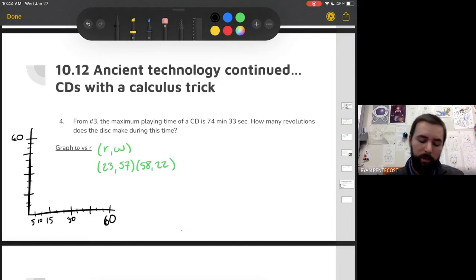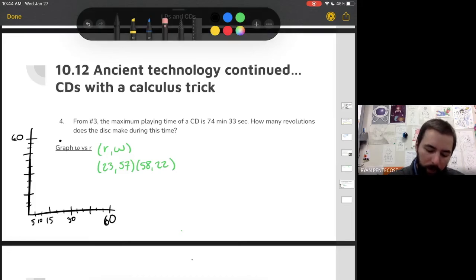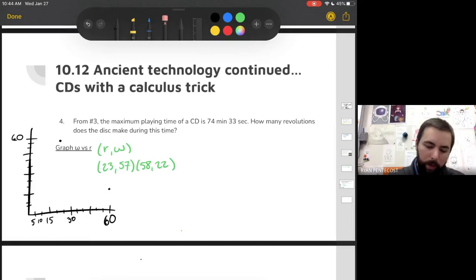I know that's not perfect, but we'll go with it. So we start at 23, let's see, 15, 20, 23, about right there, up to 57. So that's really high up here. There's our first point, right? Then we go to 58, which is way on the right, down to 22. So if this is 30, 15, 22, about right there, right? So those are our 2 data points, right?